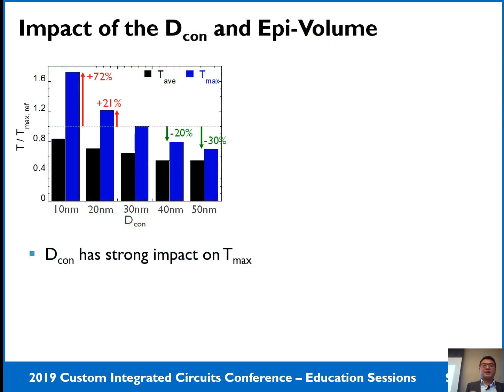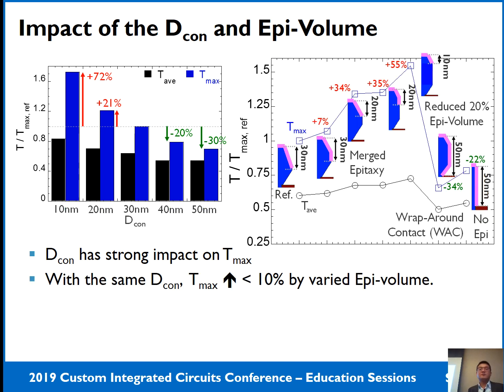Then the contact depth will have a strong impact on the maximum temperature, or it will easily induce a local hotspot. So for example, if the contact depth is reduced to 10 nanometer, the temperature will increase around 70%. Then with a standard contact depth, the epitaxy volume will have less than 10% impact on increasing the maximum temperature. So the key thing will be the contact area.